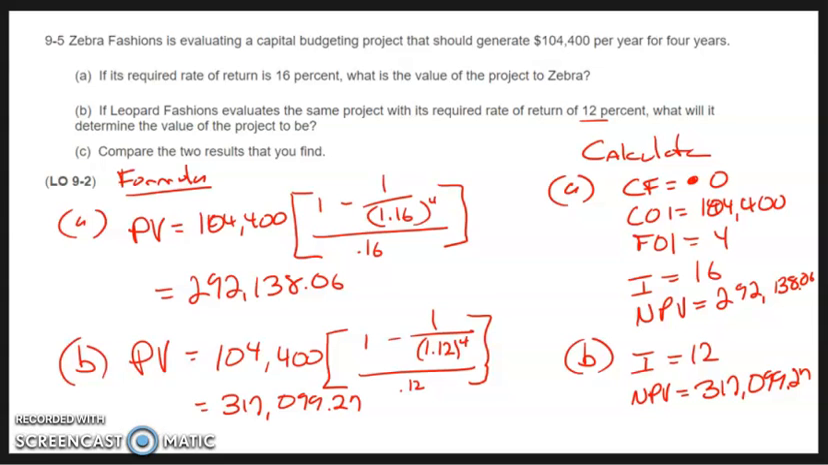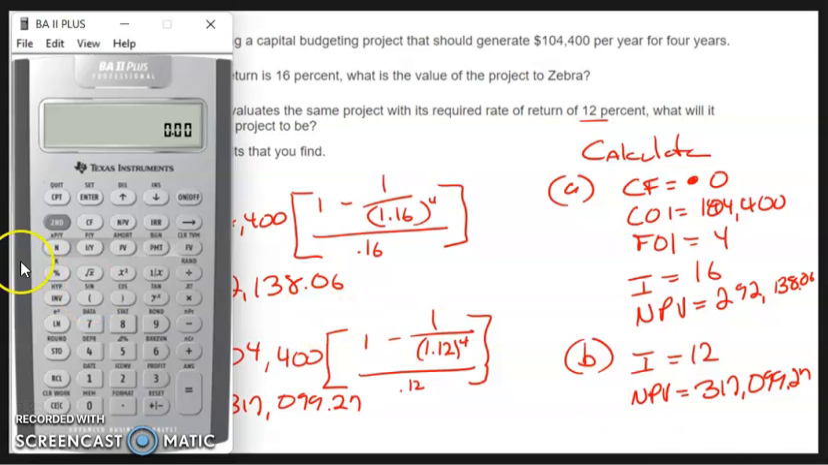Let's pull up the calculator. So second cash flow, second clear. So you've got 0, then 104,400. Enter. And then it occurs 4 times, so 4, enter. And we hit NPV and 16. Enter, down to NPV and hit compute.